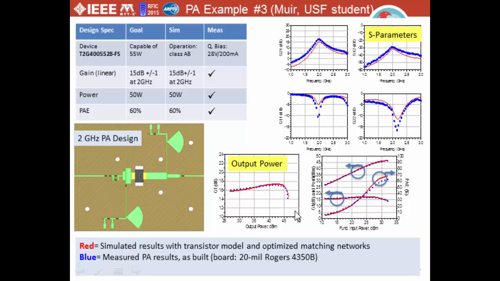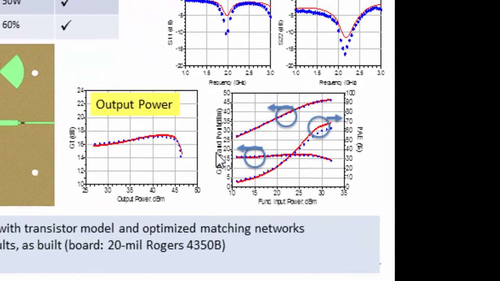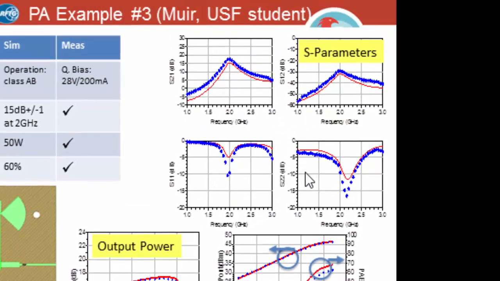In the third example, we see a design that was built as part of a student design project at the University of South Florida. This design was a narrowband 2 gigahertz design. And we see that the output power, gain, and efficiency are all very well predicted by the model. And also the frequency response was well predicted by the model.